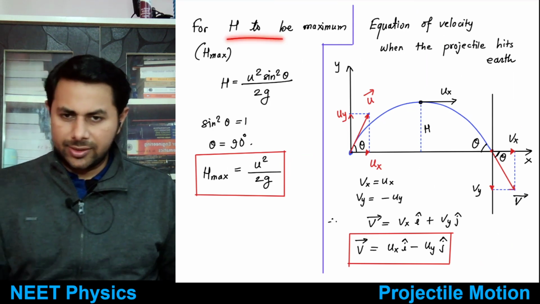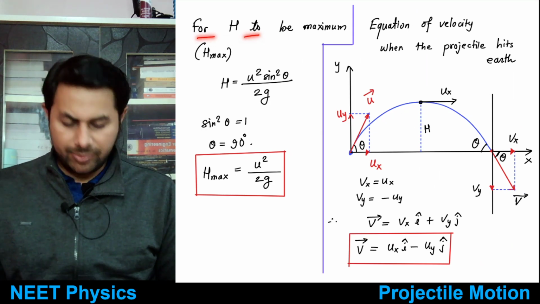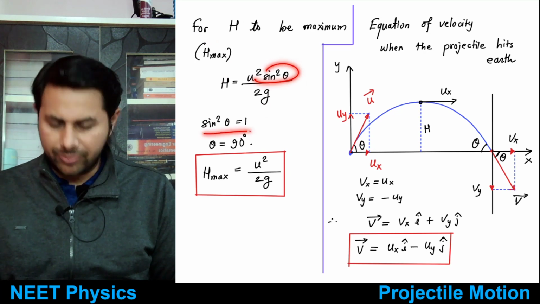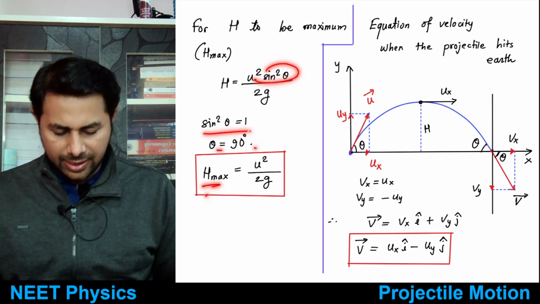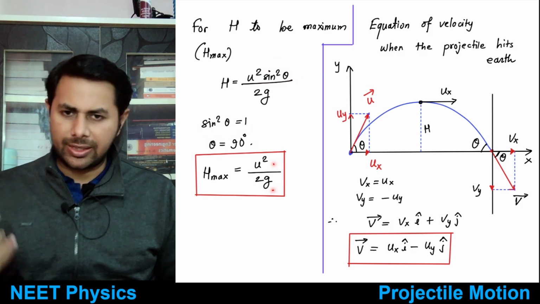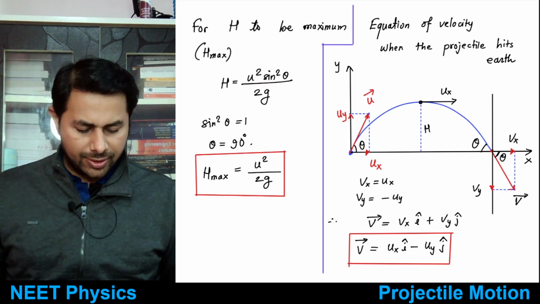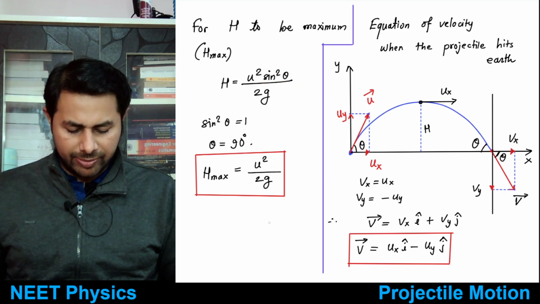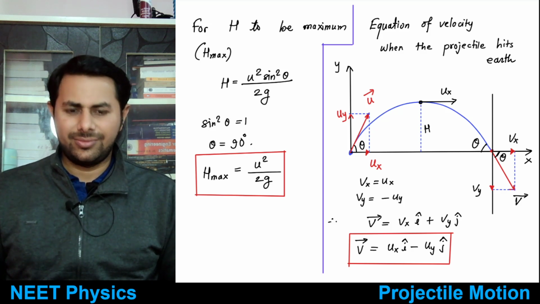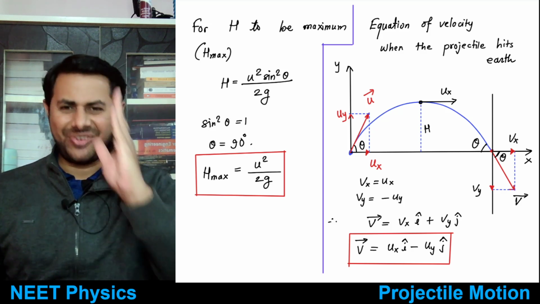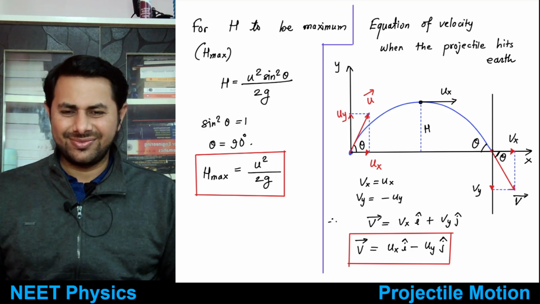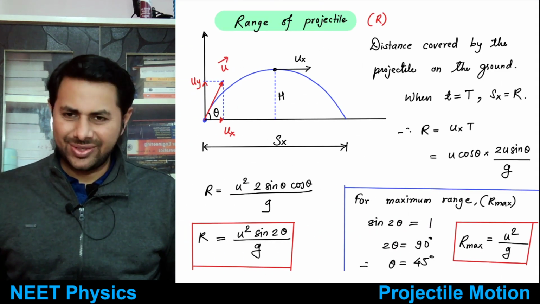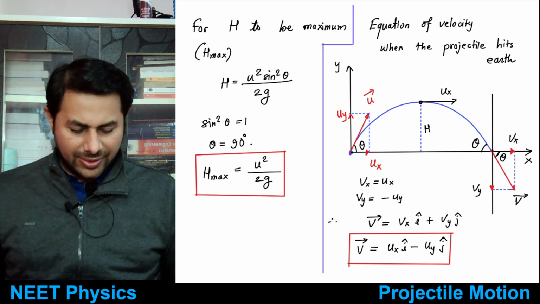Okay, so that thing is covered here. If you want H maximum, then sine squared theta must be equal to 1. That means theta is equal to 90 degrees. And then H max is equal to u squared divided by 2g. Okay. So at 90 degrees, what do you think will be the horizontal range? When you throw the ball vertically upwards, what will be the horizontal range? 0. Exactly. So horizontal range will be equal to 0.